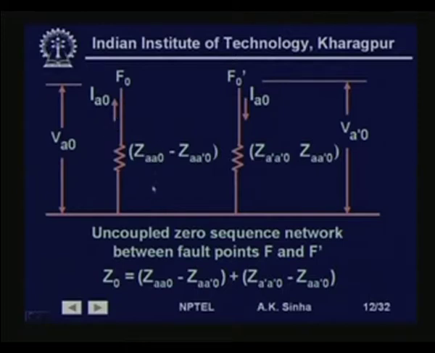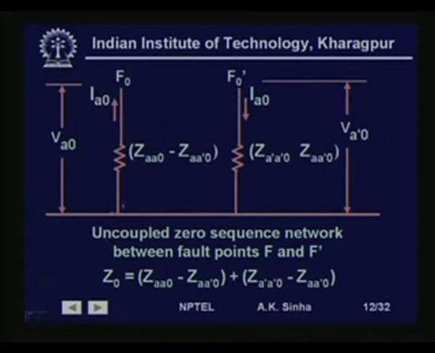Similarly, we can get the 0 sequence network for these F0 and F0' points. So, here again the impedance is ZAA0 minus ZAA'0, and this impedance is ZA'A'0 minus ZA'A'0. And we see that negative and 0 sequence networks do not have any voltage sources associated with them, which is what we had seen earlier also. So, here also there will be no such sources. So, the uncoupled 0 sequence network between fault points F and F' is like this, and the impedance offered to 0 sequence current by this network will be equal to the sum of these two impedances, that is Z0 is equal to ZAA0 minus ZAA'0 plus ZA'A'0 minus ZA'A'0. So, this is the total impedance which this network will see.